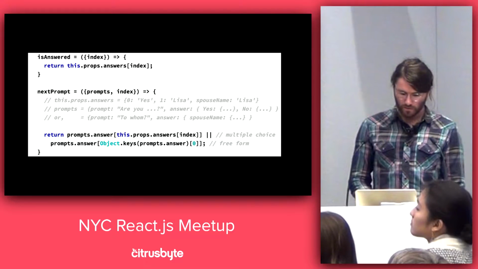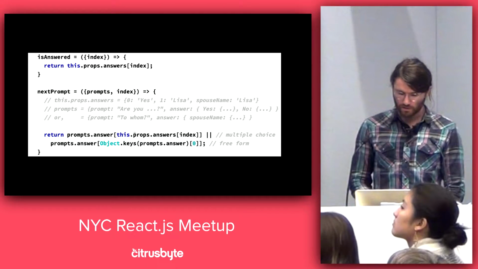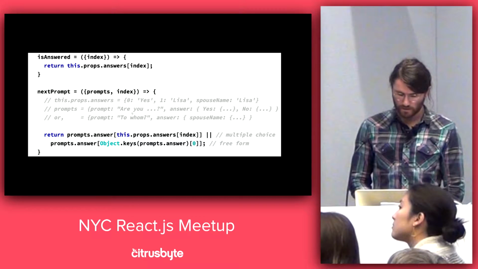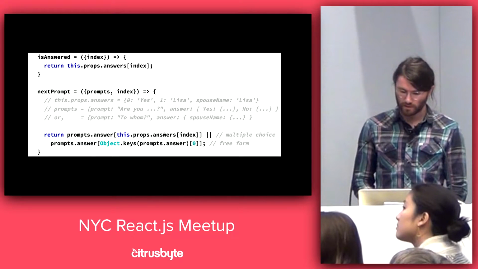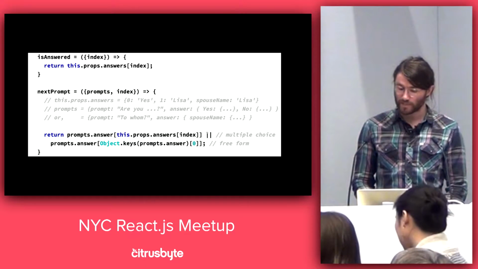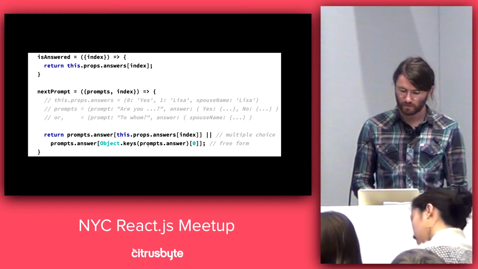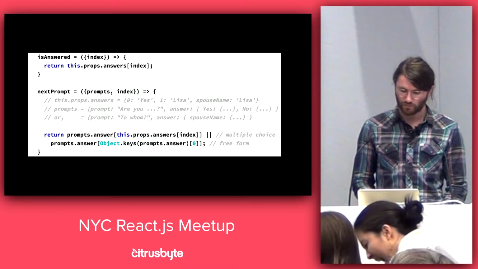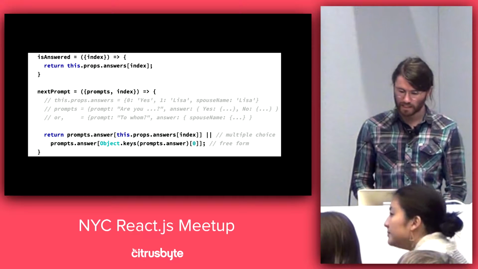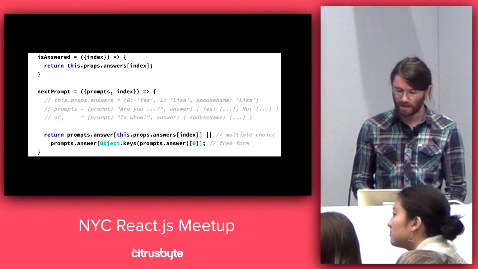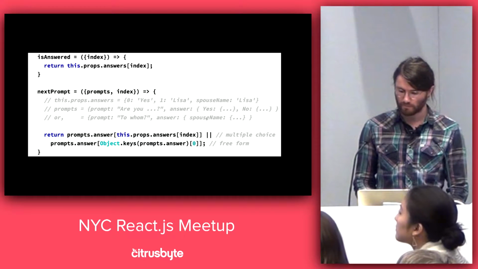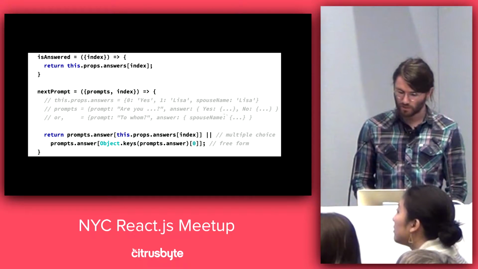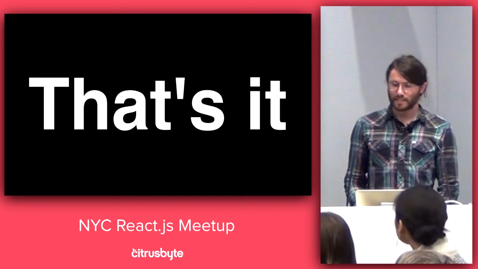For the nextPrompt, we say prompts.answer[this.props.answers[index]]. So this.props.answers[0] will return the multiple choice one. If the multiple choice one is not there, it's going to try to look it up this way, which is going to work for the freeform thing. It's just doing Object.keys of prompts.answer. So it would be an array with spouseName, and we just pull spouseName out and say prompts.answer[spouseName]. So we always end up at this new array here, right? Cool. And that's the whole thing.